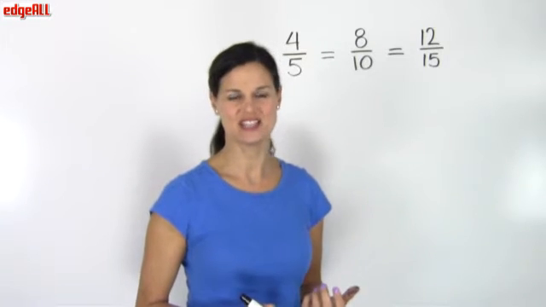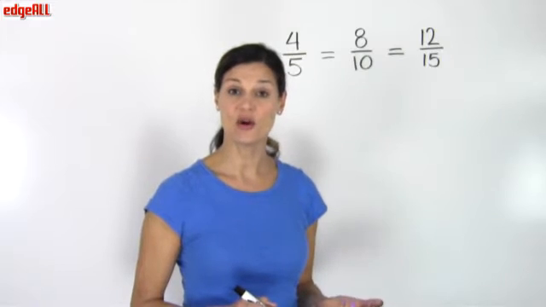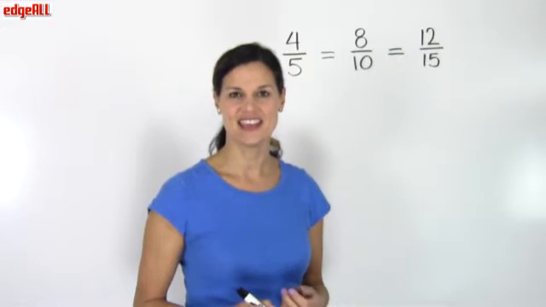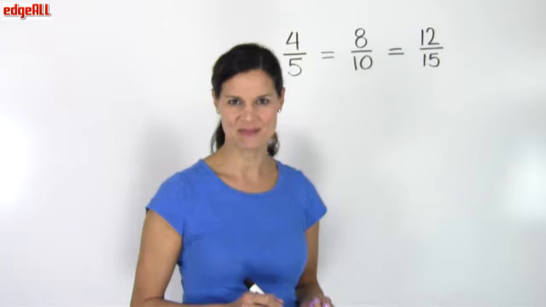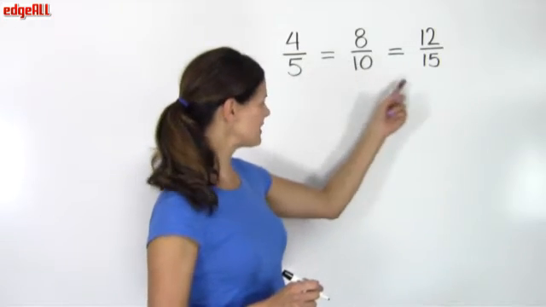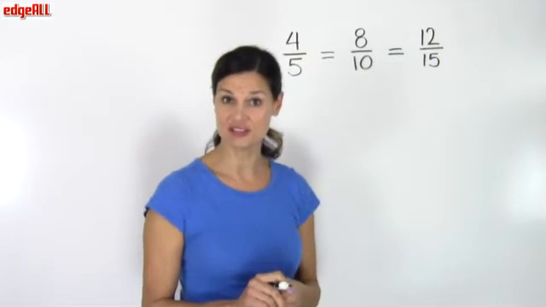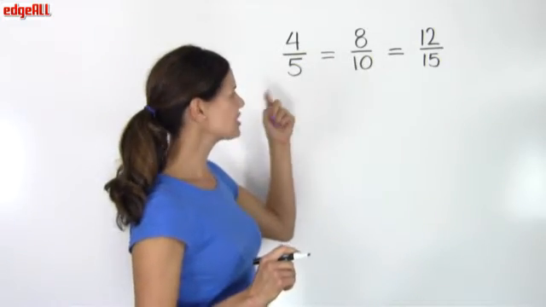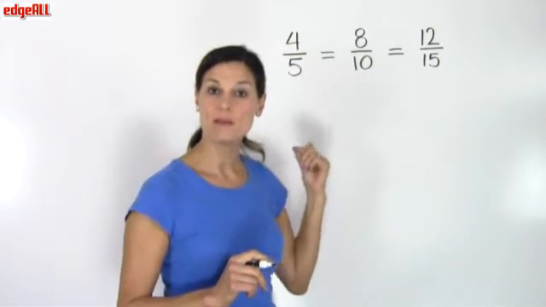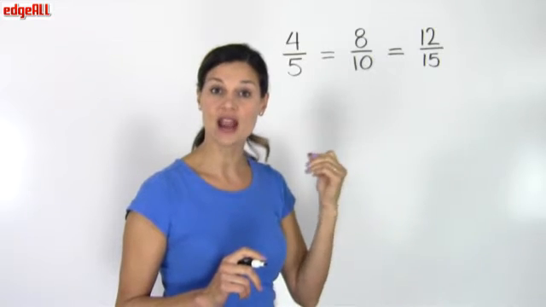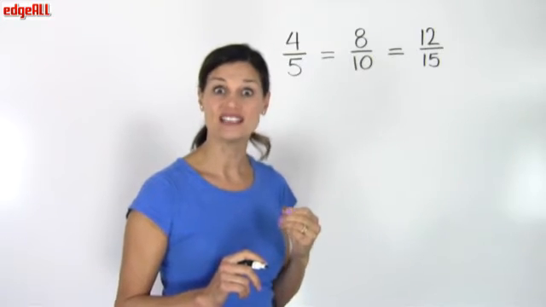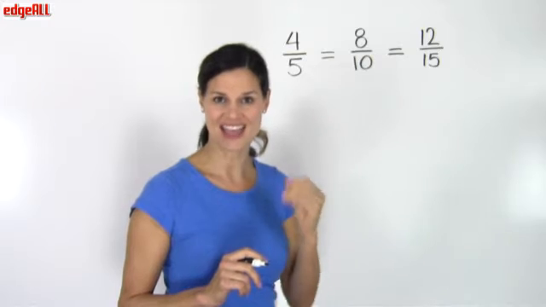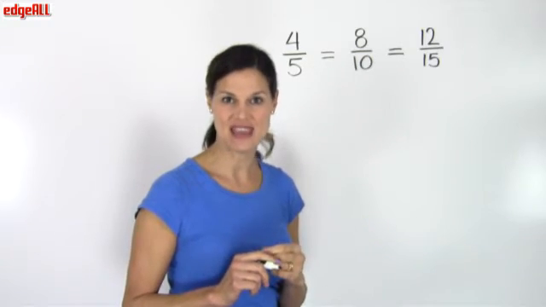Fractions with different digits can be equal or equivalent fractions if their value is the same. So these three fractions behind me are all equivalent fractions. Let's take a look at them. An equivalent fraction can be created by multiplying both the numerator and denominator, or dividing both the numerator and the denominator by the same number.